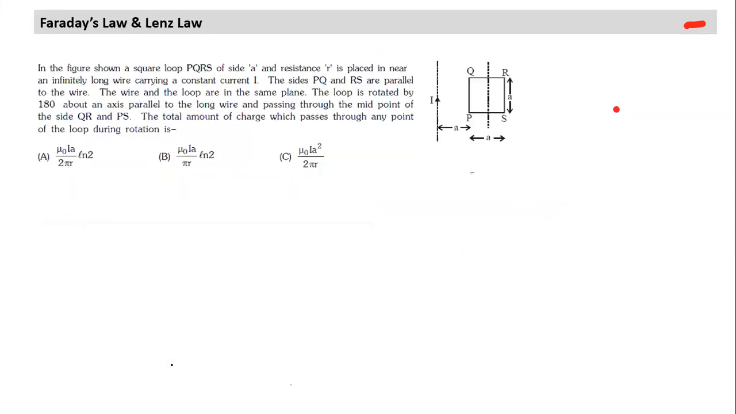Let's take one example and see how we find it out. So here the square loop PQRS is given and it has resistance R. It is placed near an infinite long wire carrying constant current I. The loop is rotated by 180 degrees about an axis parallel to the long wire. If I rotate by 180 degrees, what is the amount of charge that will pass through any point of the loop during rotation? So that's the question.